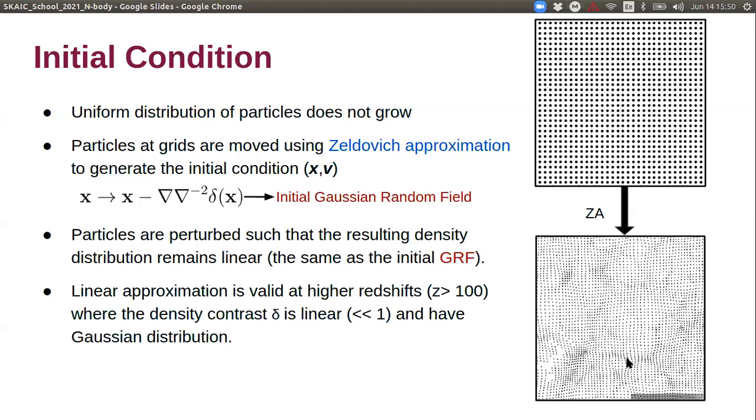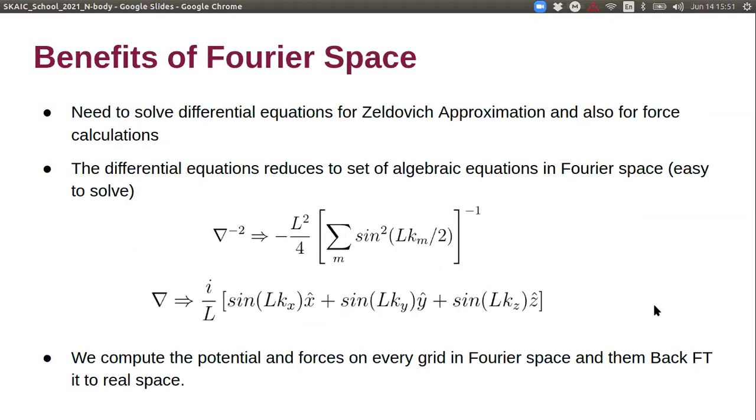So here you can see that there are some overdense regions and some underdense regions, and now we evolve this particle distribution to get the nonlinear density at our desired redshifts. This we do at a higher redshift, where I have already told you that the linear theory is valid, and we can have linear predictions about this field.